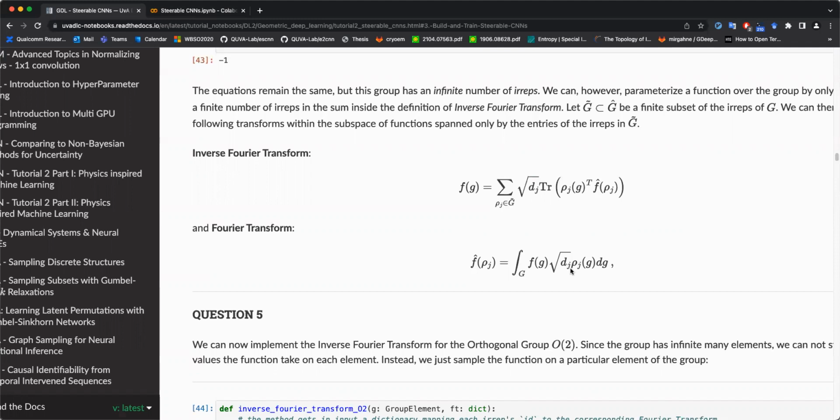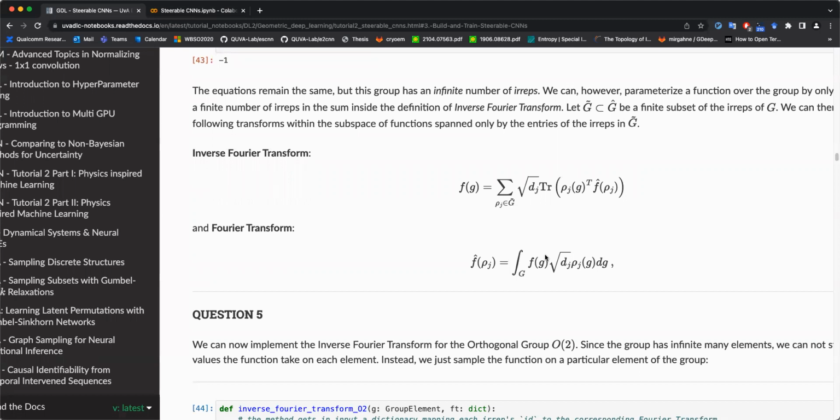We only pick a subset of them, maybe up to a certain frequency. So we only use a frequency up to frequency 3. So we have only 0, 1, 2, 3. We only learn ways to linearly combine these coefficients. And now we have a function which is over the full group, but we only need a finite amount of memory to store this function.